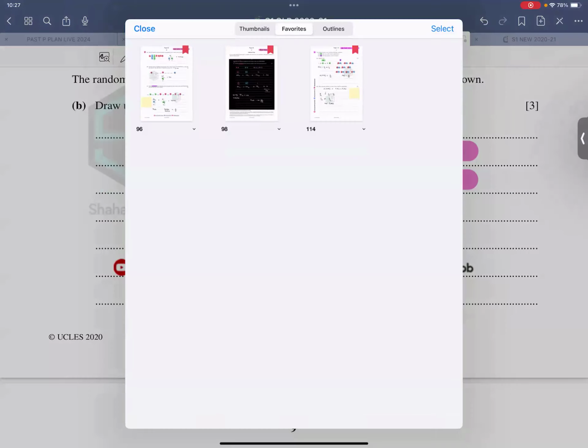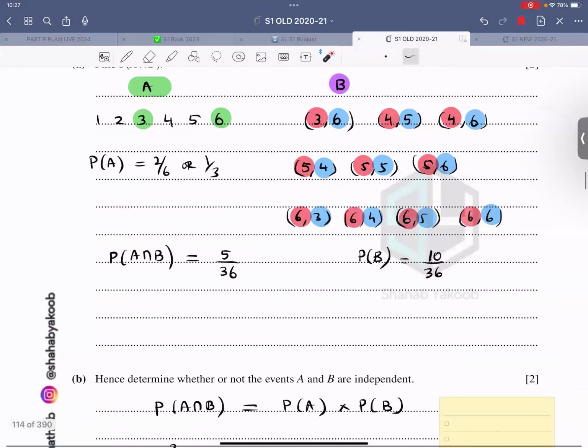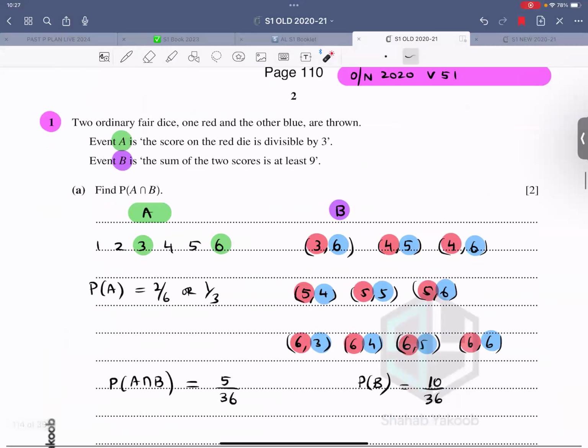Now, what are we left with? Another probability question related to the event kind of scenario. 2 ordinary fair dice, 1 red, other blue, are thrown. Event A, the score on the red die is divisible by 3. So it's only the red die. How many numbers are there? 1, 2, 3, 4, 5, 6. Out of these 6 numbers, 2 of them are divisible by 3: 3 and 6. So the answer is 2 over 6, 1 over 3.